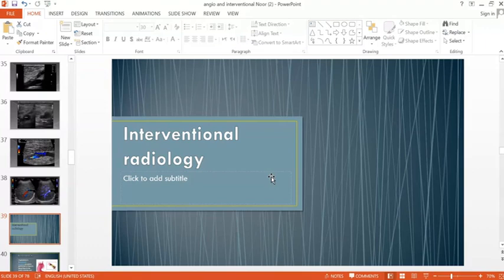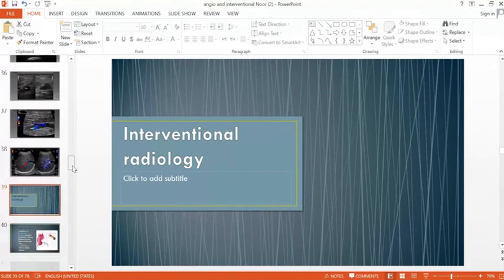Now we move to the next section in our lecture, which is the interventional radiology. Do you have any questions on the angiography part before moving on to interventional radiology? Okay. If there are no questions, we continue with the interventional radiology part.